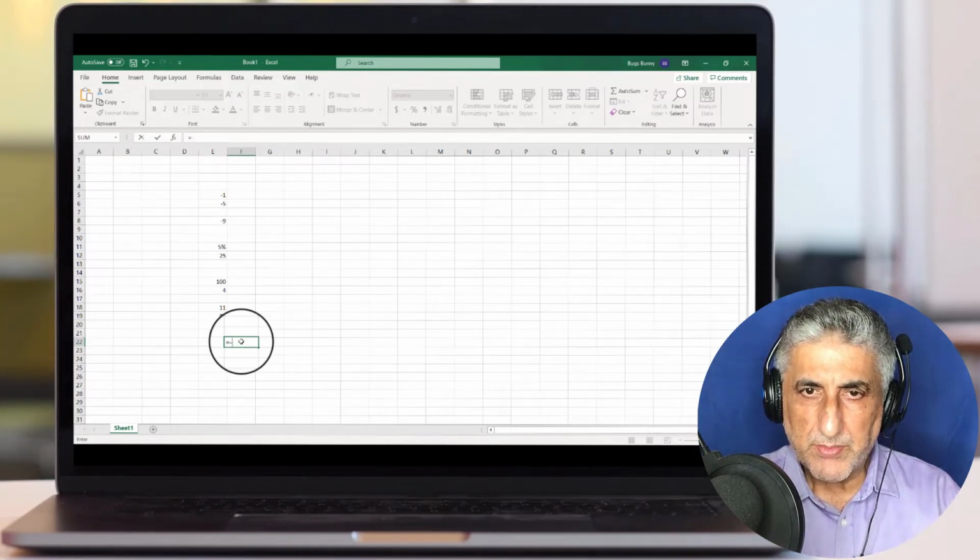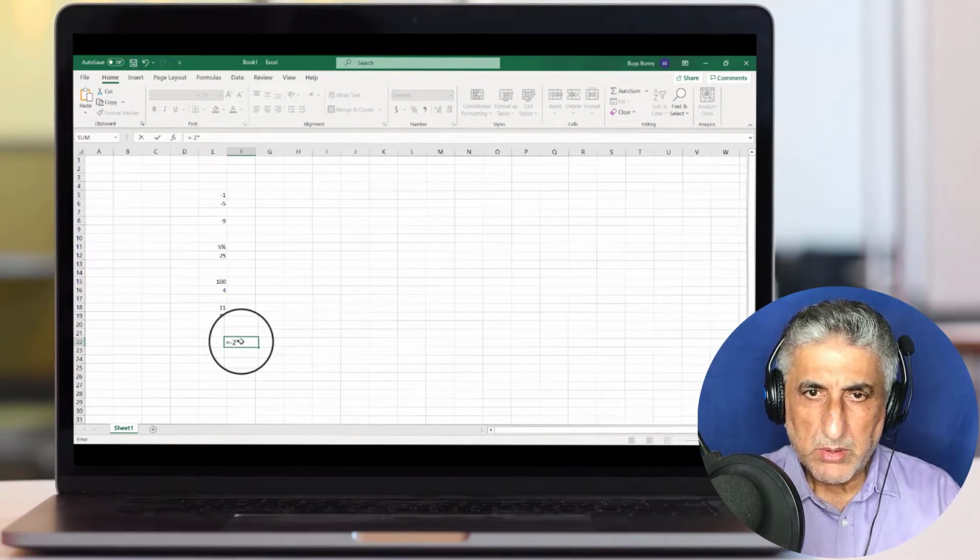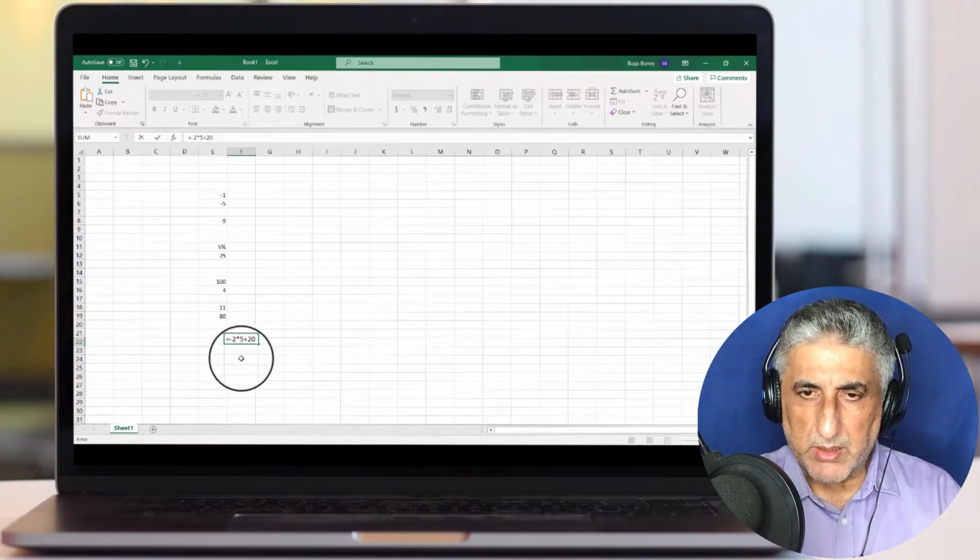Let's type in equal minus 2 multiplied by 5 plus 20. What's the answer? Can you guess? What will the answer be? Let's hit the enter key and see.